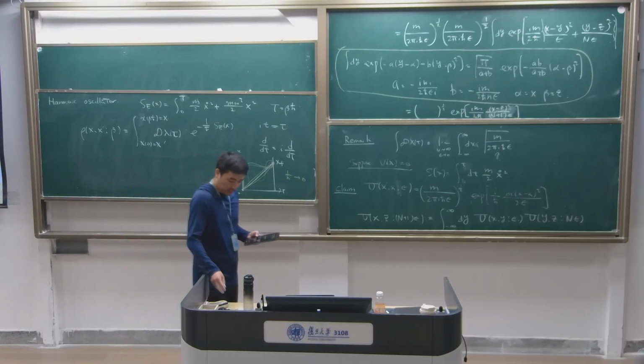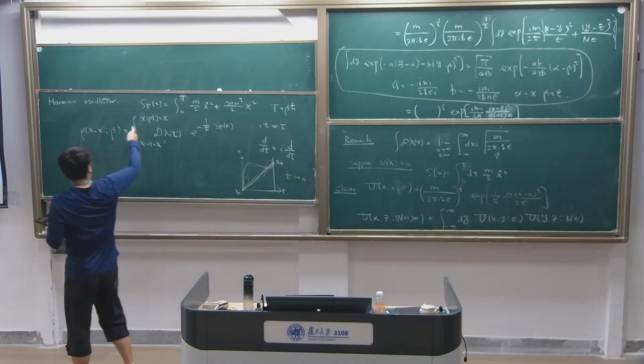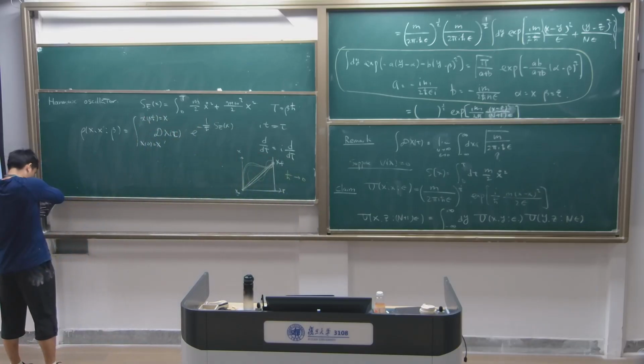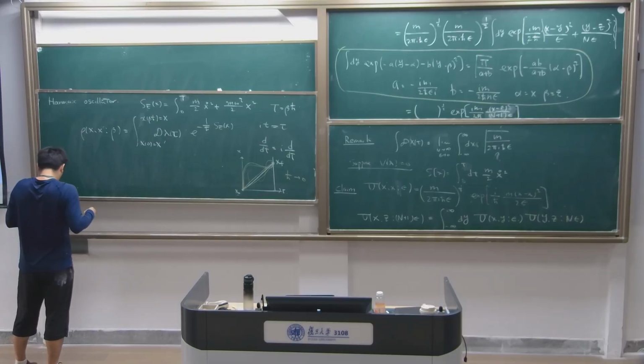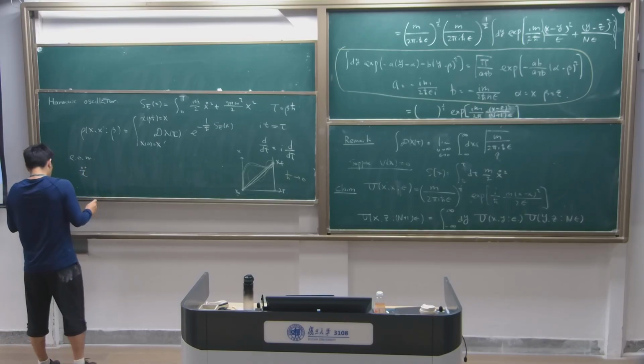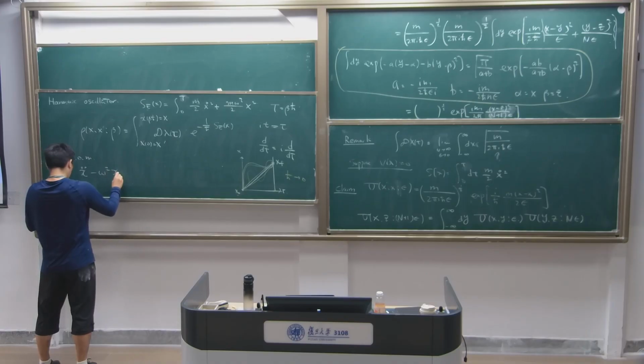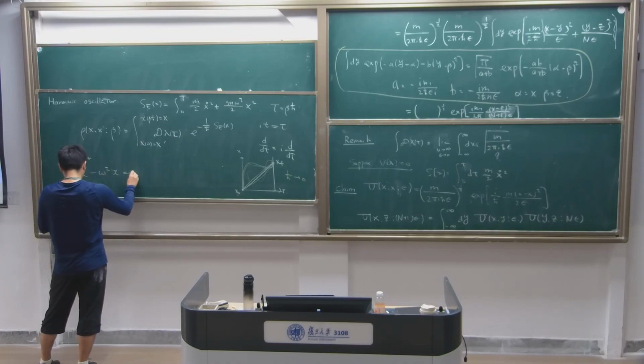So let's look at the shortest path. This is the Euclidean action, and the Euclidean action for the solution is essentially the equation of motion, x double dot equals omega squared x.